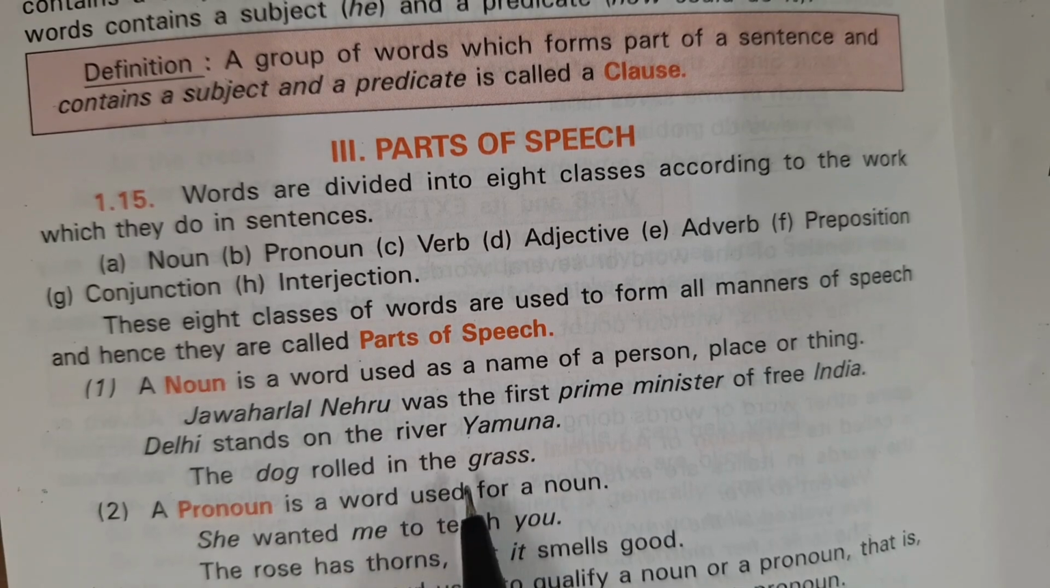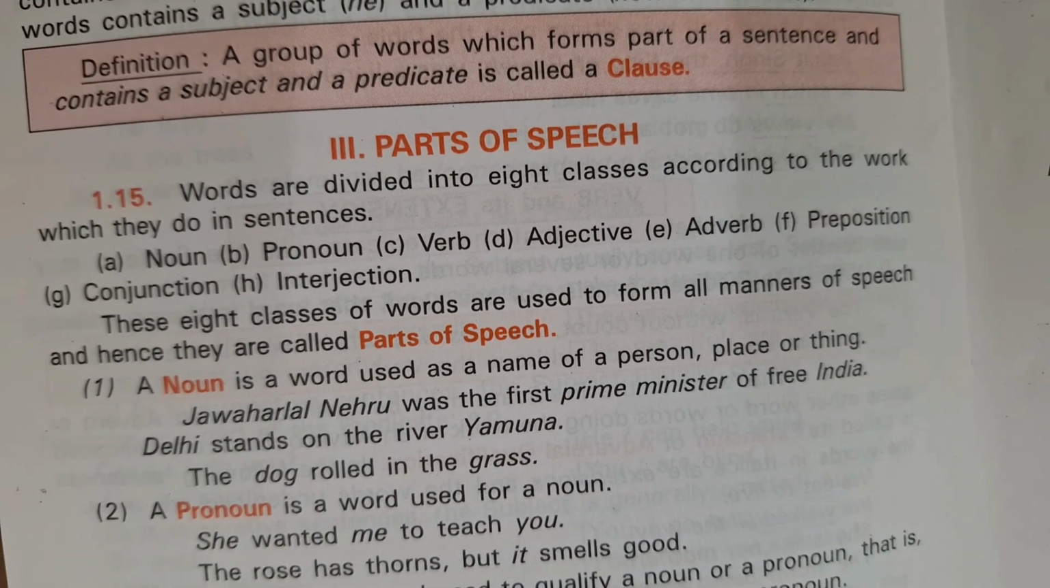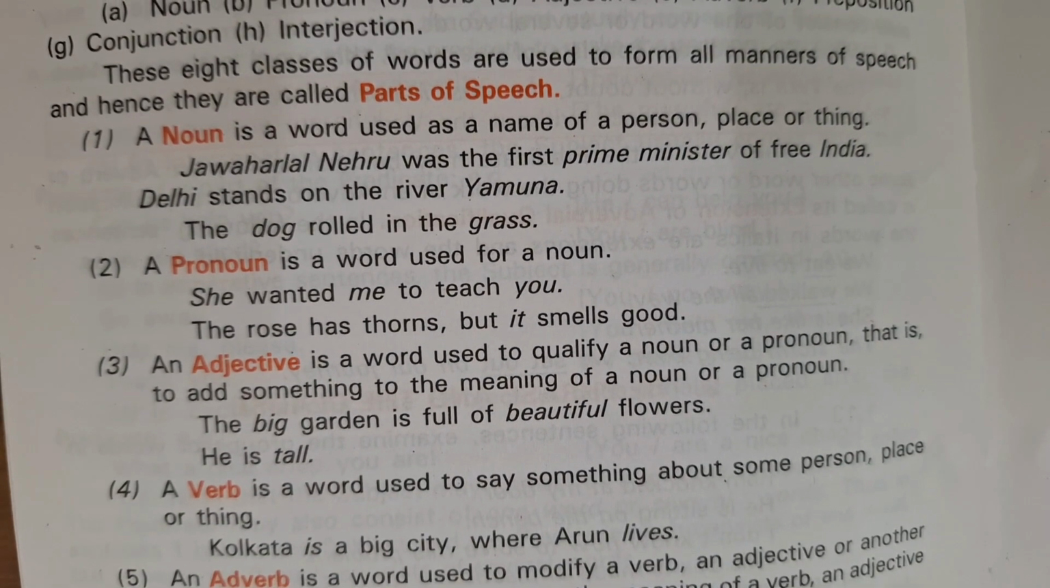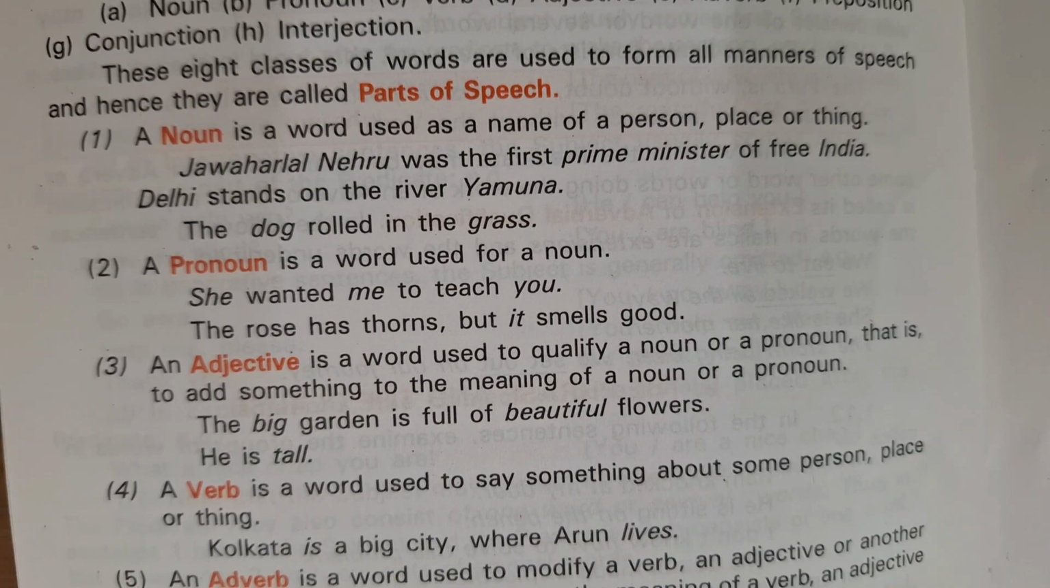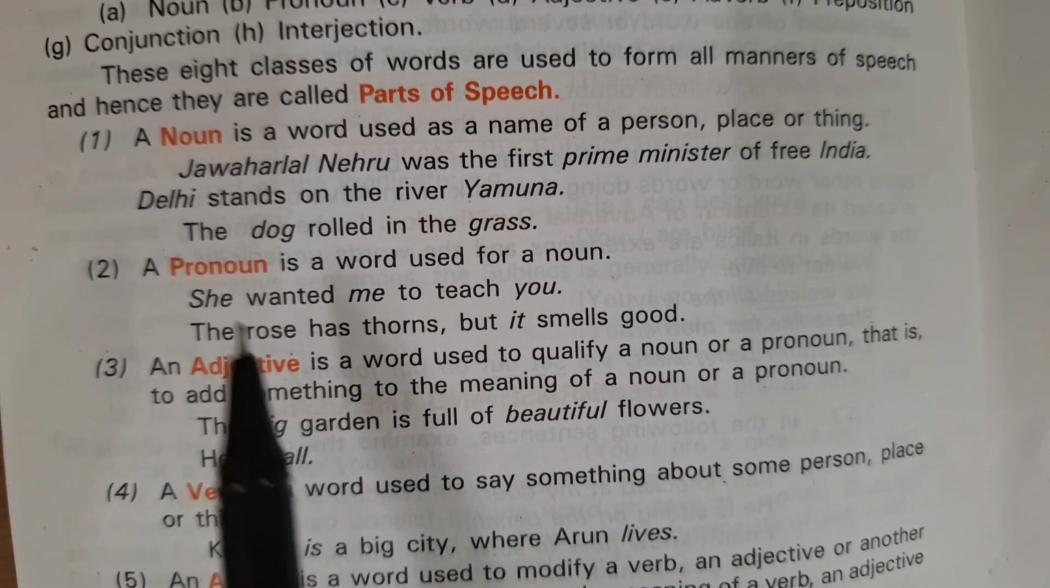The dog rolled in the grass. The dog is your common noun. Now, what is a pronoun? A pronoun is a word which is used for a noun. Instead of repeatedly using the noun again and again in sentences, we replace the noun in the second part of the sentence with a pronoun.